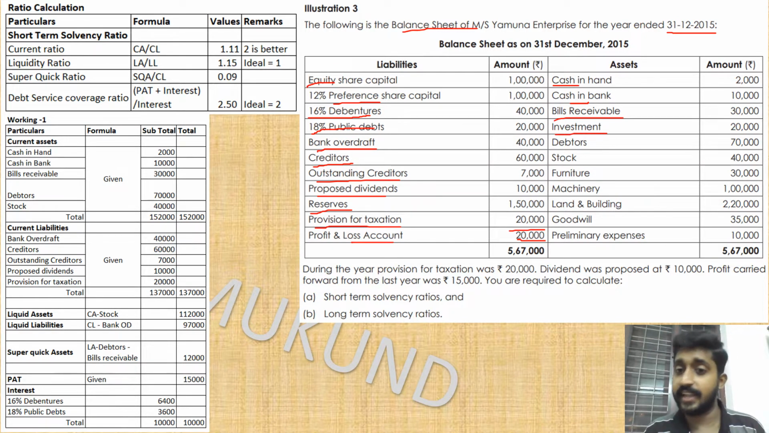Investment is a current asset. They have not given long term investment, so investment is a short term. We have to consider it as a short-term investment, which is a current asset. Debtor is a current asset. Stock is a current asset.